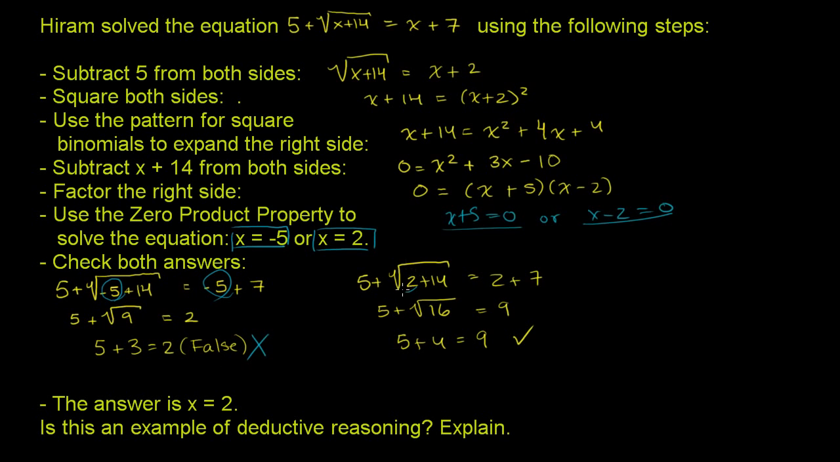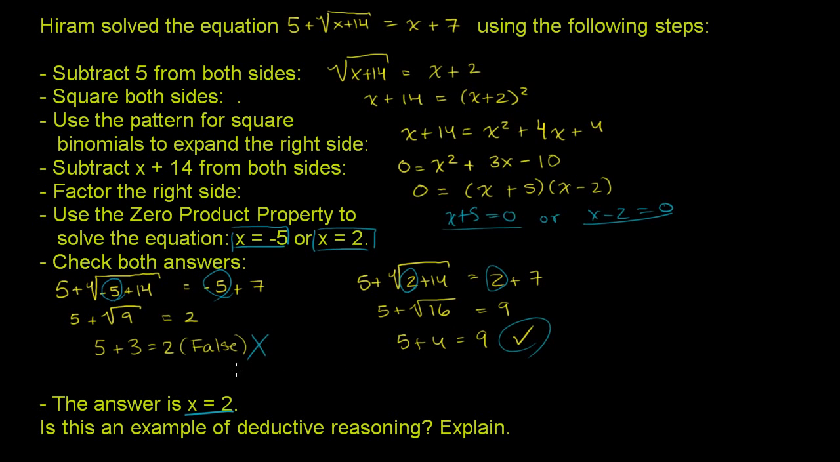And then he tried out 2, his other solution. When you substitute 2, you get 2 plus 14, which is 16. 2 plus 7 is 9. Square root of 16 is 4. And this is the principal root of 16 we're talking about. So we're taking the positive square root. And then 5 plus 4 is equal to 9. So this works out. And then he says that the answer is x equals 2, which is right.